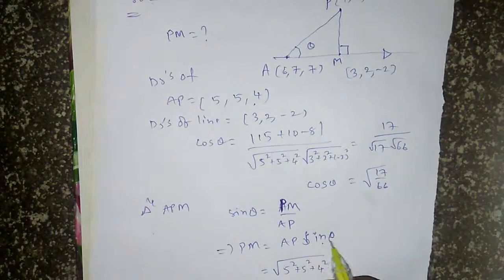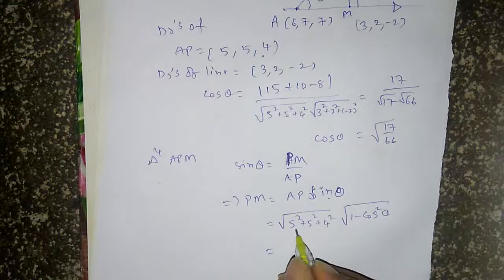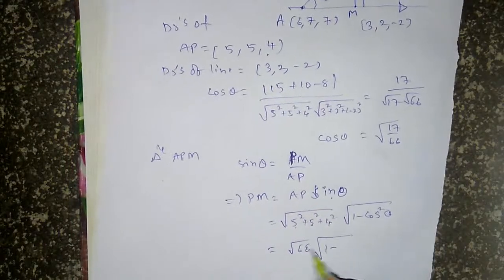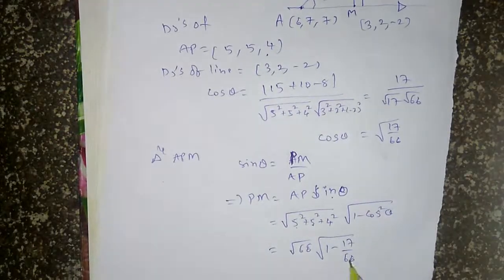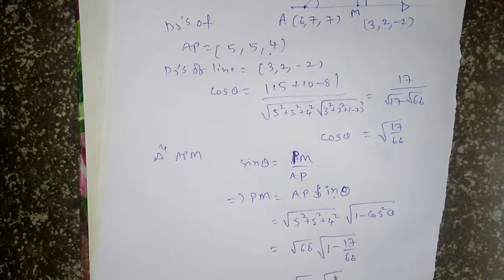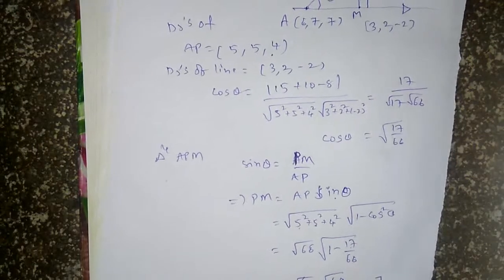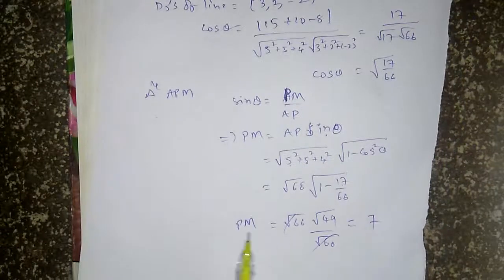Now sin theta, how can you find sin theta? Sin theta is under root of 1 minus cos square theta. That is root 66, 1 minus cos square theta is (66 minus 17) by 66, that is root 49 by root 66. This root 66 gets cancelled, and root 49 is equal to 7. Therefore the perpendicular distance is 7.